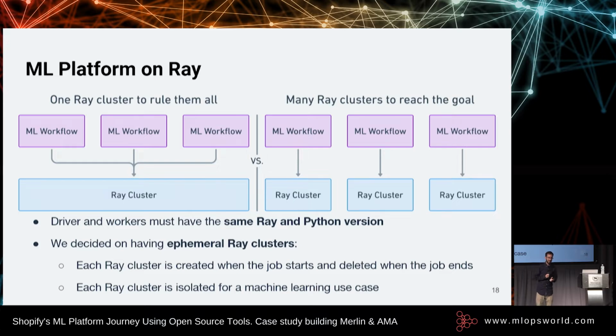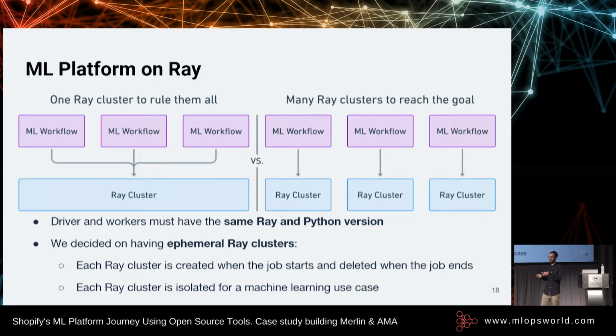One way to build a platform around this is to say that we have a single Ray cluster to rule them all. So one Ray cluster that all of the machine learning workflows can run on top of. This means that each machine learning workflow that runs on top of that single Ray cluster has to use the same Ray version and the same Python version as the Ray cluster, right? So this is a bit of a limitation for some use cases.